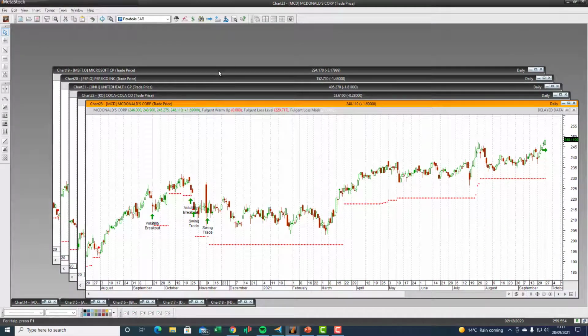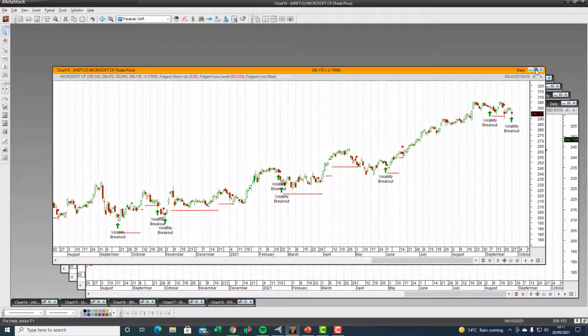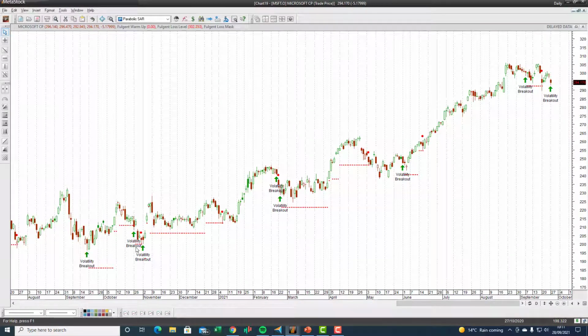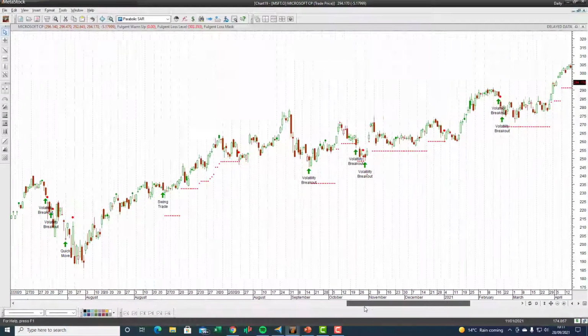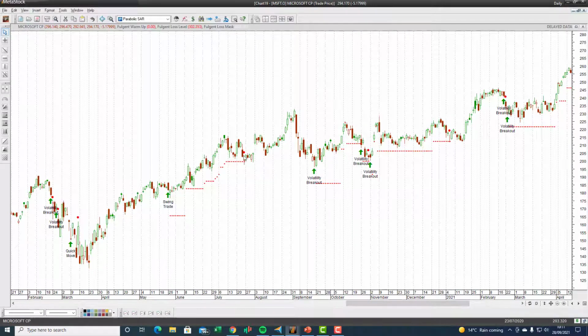Right, next up is Microsoft. Now, we've profiled Microsoft a few times on AI Traders Live. Lots of fantastic trades. Volatility breakout there, volatility breakout there in February, March, November, December, another one. Volatility breakout in September, also fantastic trade there. Quick move there, swing trade there.